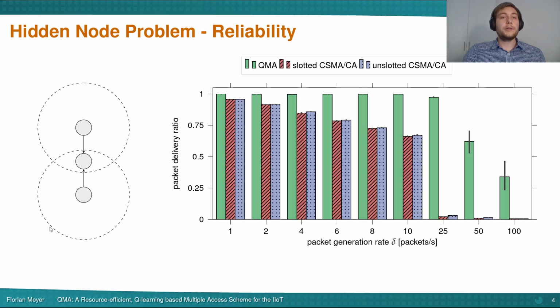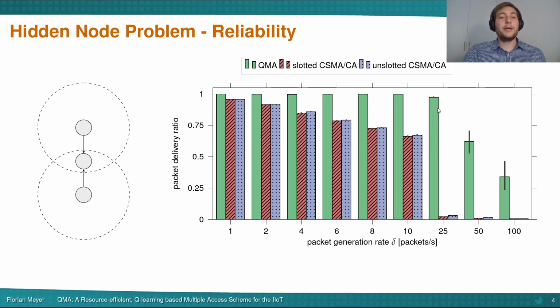Here I brought you some results for a hidden node topology, which is 3 nodes where the outer 2 nodes cannot hear each other. In this scenario, we actually look at the packet delivery ratio, because this is a direct indication of how many collisions occur, how many packets fail. And what you can see here on the x-axis is the number of packets per second.